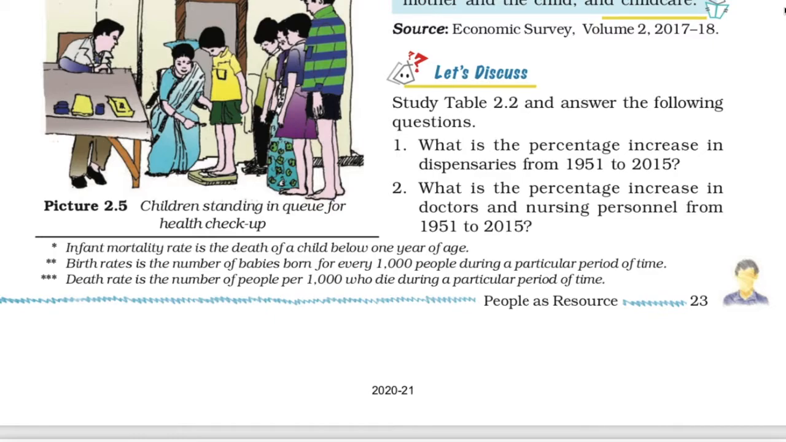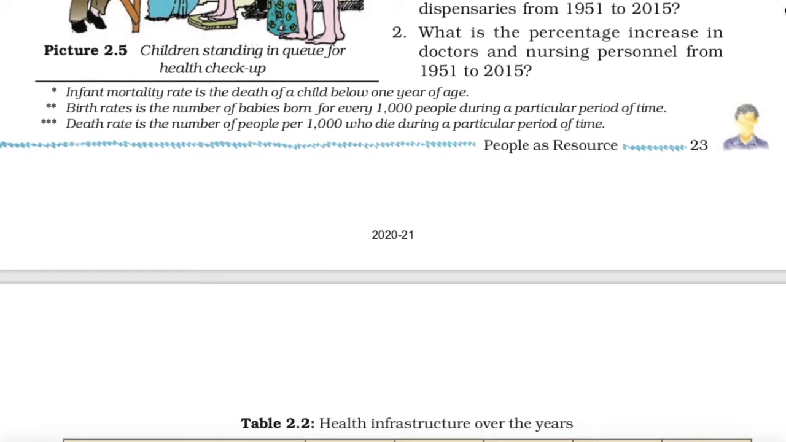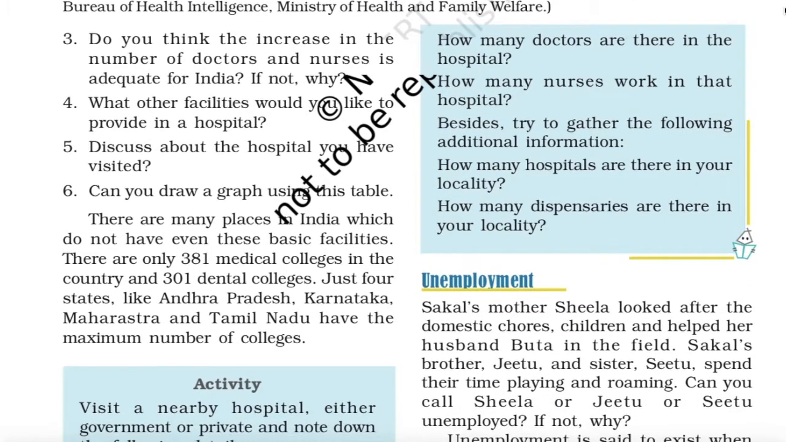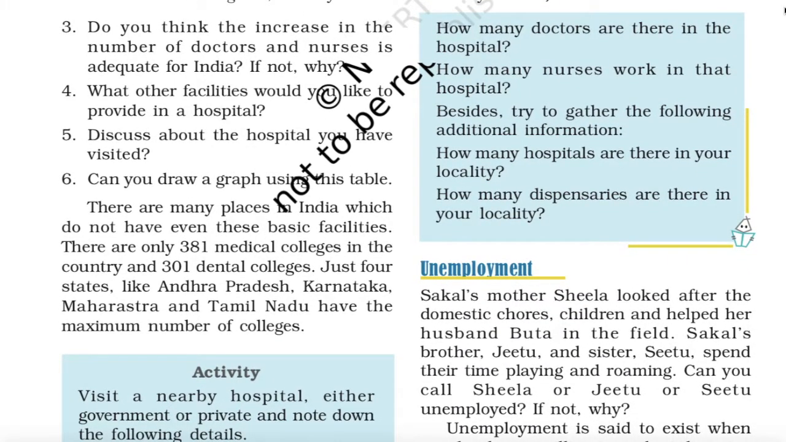Study Table 2.2 and answer the following questions. What is the percentage increase in the dispensaries from 1951 to 2015? What is the percentage increase in doctors and nursing personnel from 1951 to 2015? Do you think the increase in the number of doctors and nurses is adequate for India? If not, why? What other facilities would you like to provide in a hospital? Discuss about the hospital you have visited. Can you draw a graph using this table?